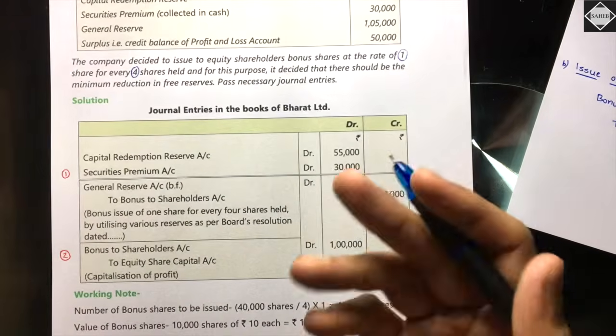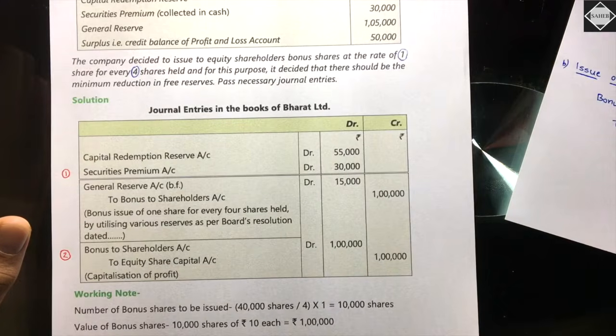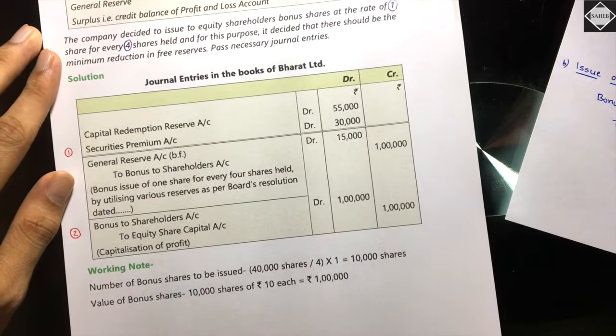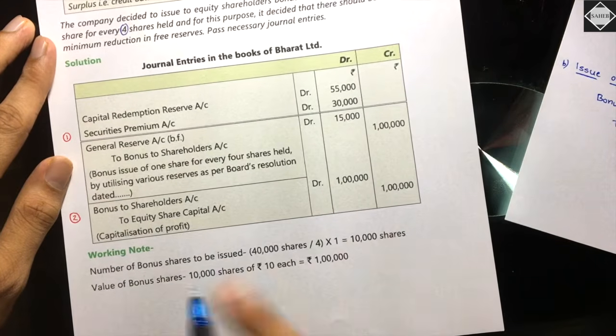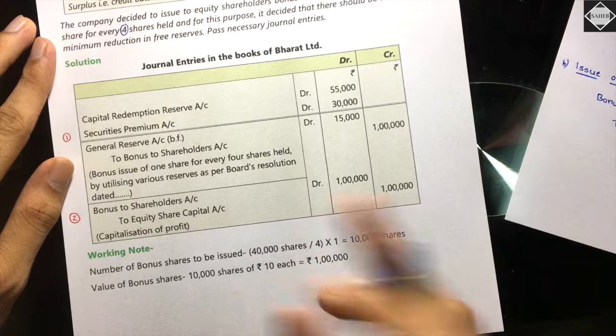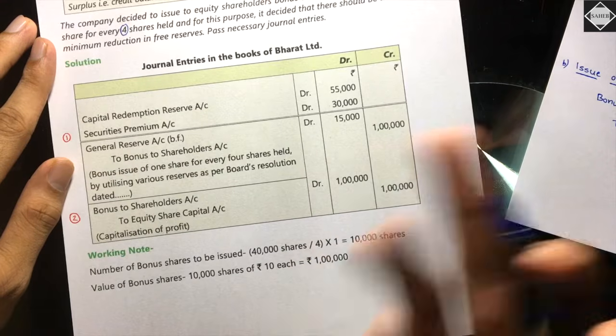And the balance sheet effect is also simple. We'll see some problems after this, in the next video most probably. So see, this working note is regarding the calculation of bonus. Number of bonus shares to be issued: 40,000 existing shares into 1 by 4, or you can say divide by 4 into 1, the same thing.